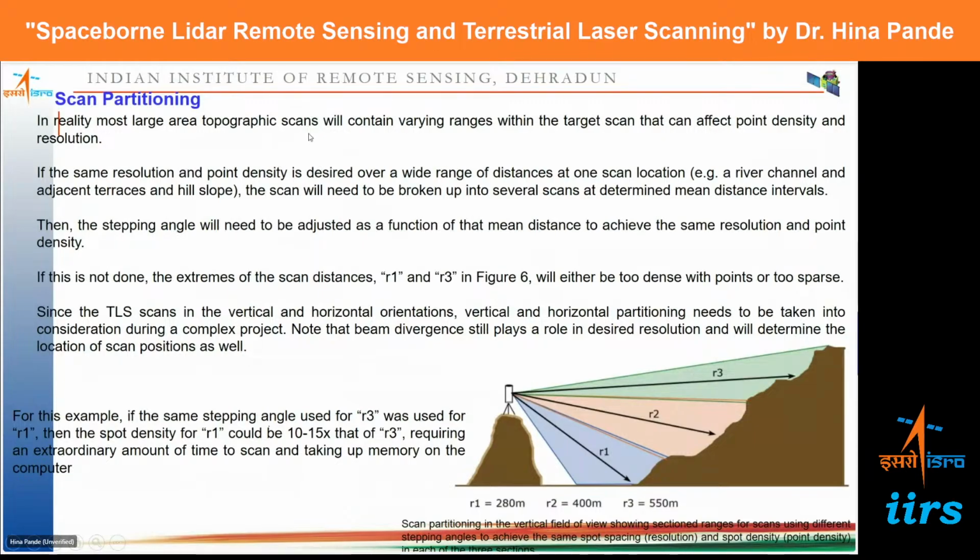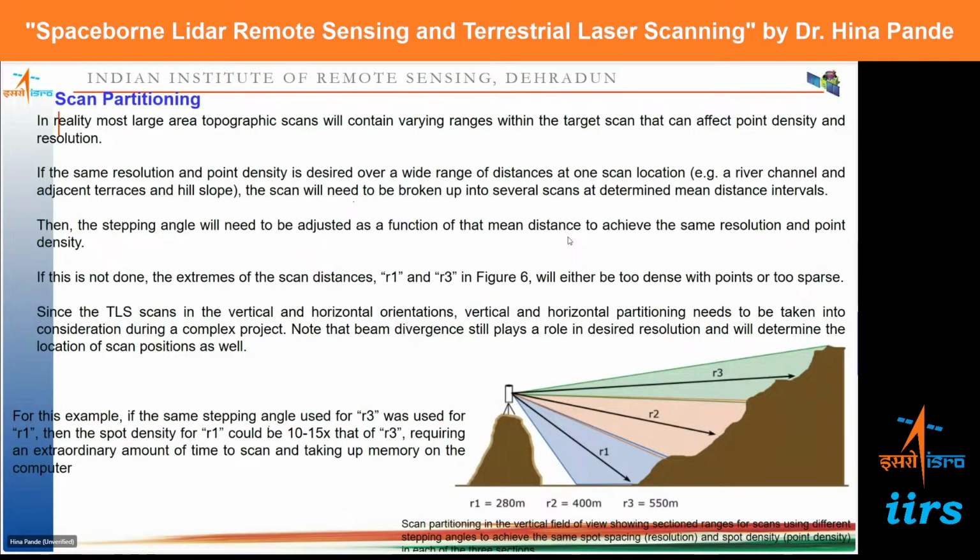So for large topographic scans, there will be varying ranges within the target scan, and this can affect the point density and the resolution. Now, if the same resolution and point density is desired over a wide range of distances at one scan location, for example, if it is a river channel and adjacent terraces on a slope, a hill slope, then the scan will have to be broken up or partitioned into several scans at determined mean distance intervals. Then we will need to adjust the stepping angle as a function of the mean distance to achieve the same resolution and point density.